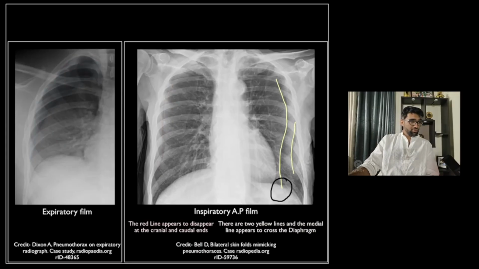So a pleural margin cannot cross the diaphragm because the pleural margin is the margin of the visceral pleura, of the lung, which naturally will stay within the chest cavity. These two things suggest that this is actually a skin fold. And how do we get a skin fold? This is basically the result of the patient getting an AP view X-ray.